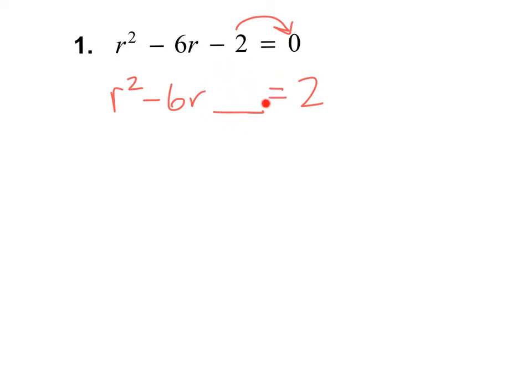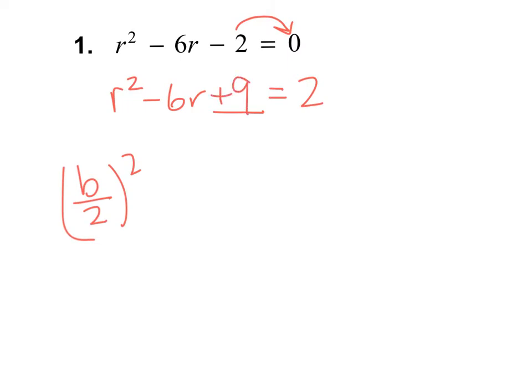Now the number is key because it needs to make a perfect square trinomial, and how we do that is b over 2 squared. Basically all you're doing is taking half of this number right here and squaring it. That's it. If I take half of my b and then square it, I'll have a perfect square trinomial. So half of -6 is -3, and squaring it, -3 times -3 is positive 9.